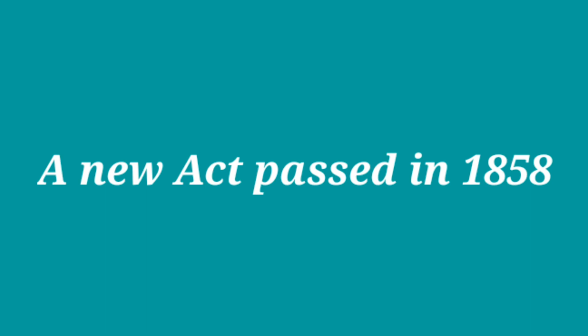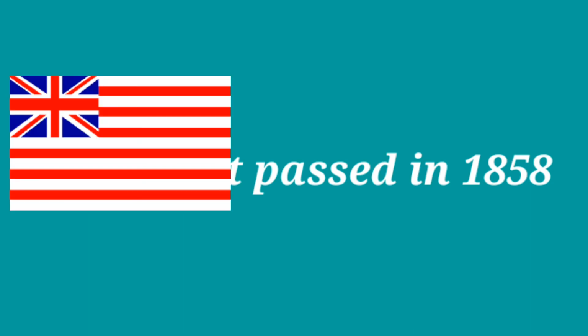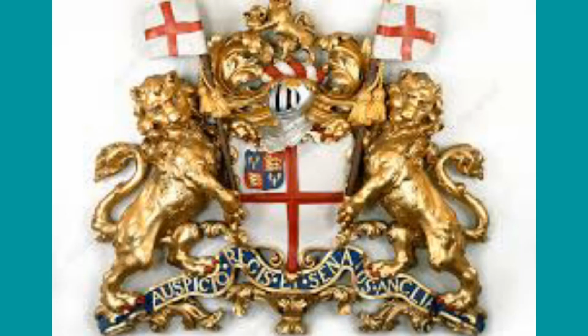For example, in the year 1858, the British Parliament passed an act. According to the act, the ruling power of India was transferred from the East India Company directly to the British Crown. All the matters related to the governance of India were handed over to the Secretary of State for India.